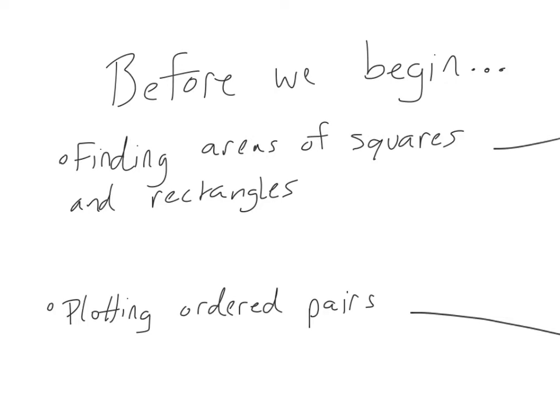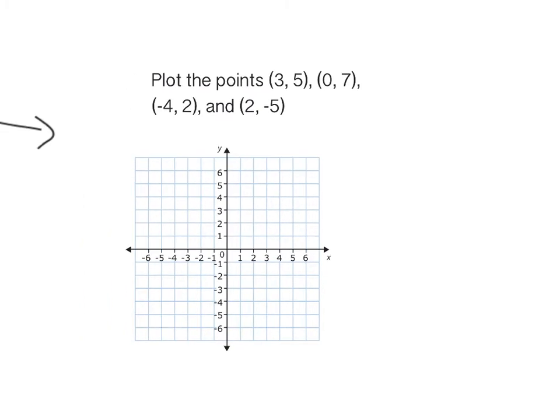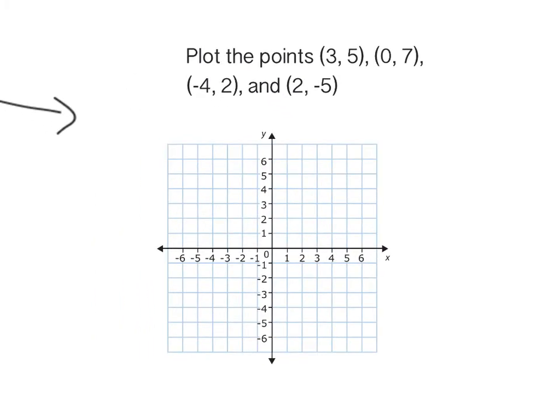Like I said before, the other thing we need to be good on in this chapter is plotting ordered pairs. So let's go over here and work on that. Let's plot the points or ordered pairs (3, 5), (0, 7), (-4, 2), and (2, -5) on the coordinate plane here. Remember, the grid is also called the coordinate plane. So (3, 5). Remember, when we plot points, we go left or right first, and then we go up and down. The reason for that is because a point comes to us in x, y format, and if you notice, we have our x-axis running this way and our y-axis running that way.